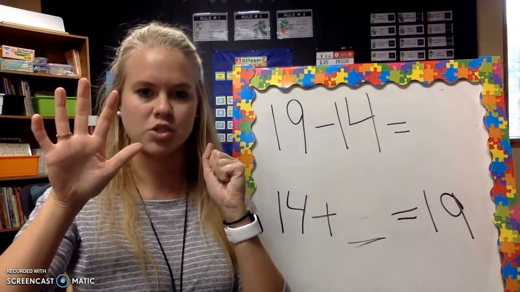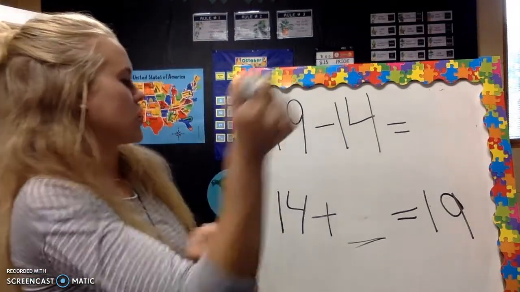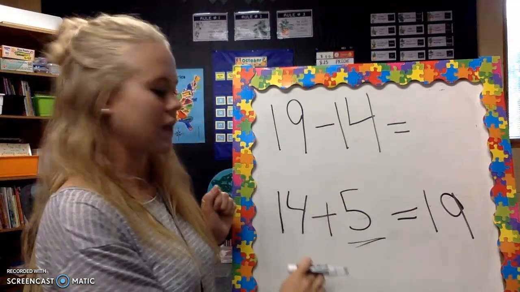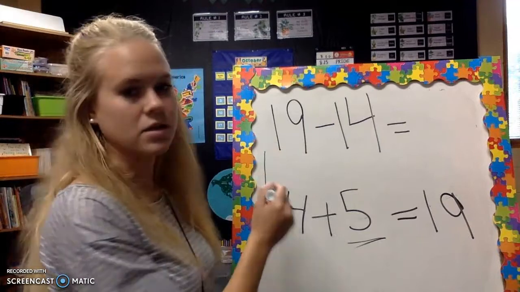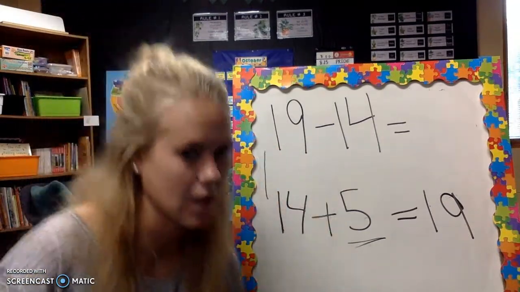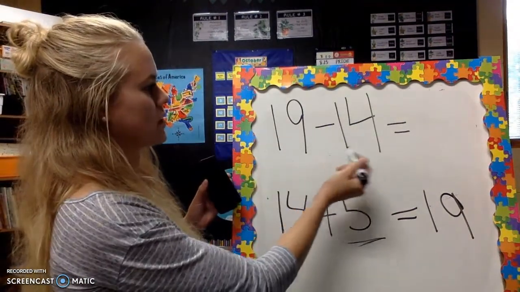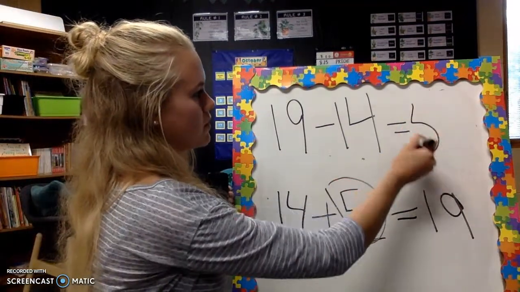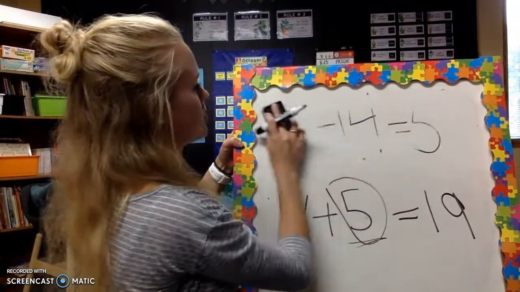How many fingers did you put up? Very good. You should have up 5 fingers. So 5 is the other part that goes with 14 to make the whole of 19. Now, these two problems are fact families, so we know they have all of the same numbers. So the other part of 19 minus 14 must be 5. Very good. Okay, let's do one more.